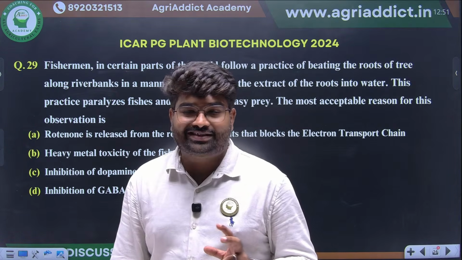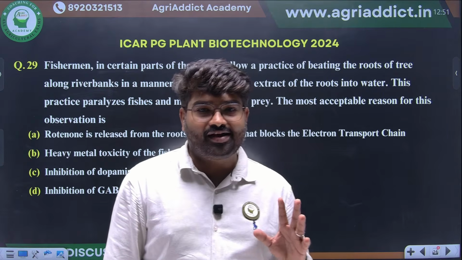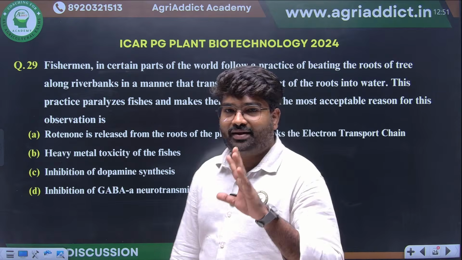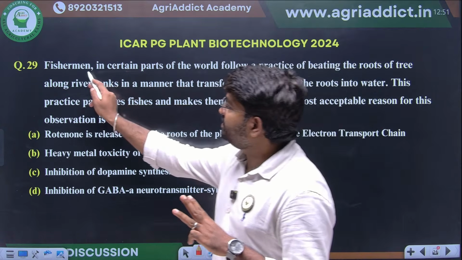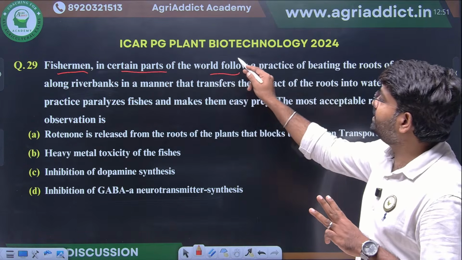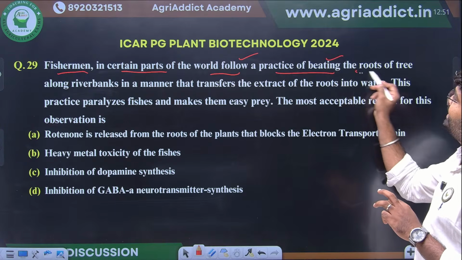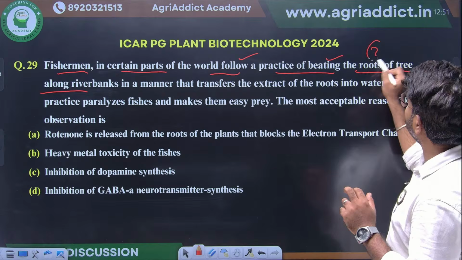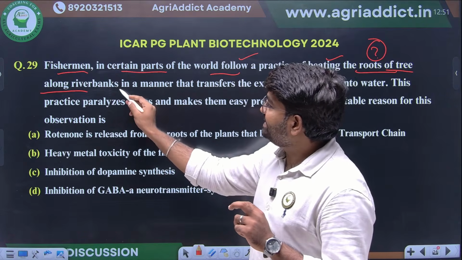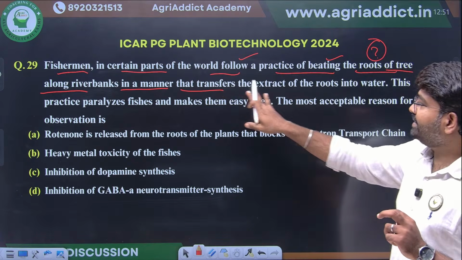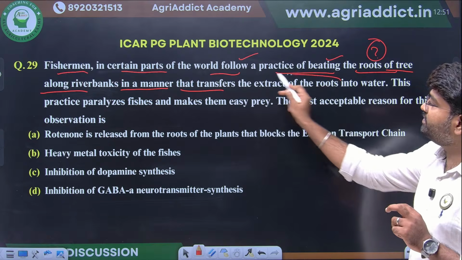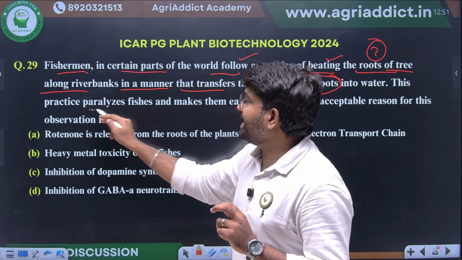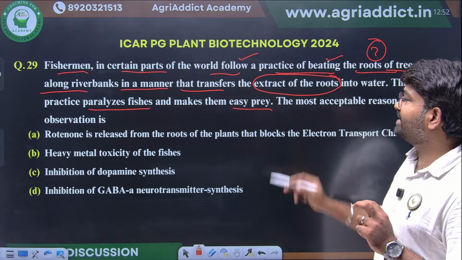Another question they have asked is about mitochondrial respiration inhibitors. Fishermen in certain parts of the world follow a practice of beating the roots of a tree in river banks in a manner that transfers the extract of the root. There will be some extract in the root. This practice paralyzes the fish and makes them easy prey.